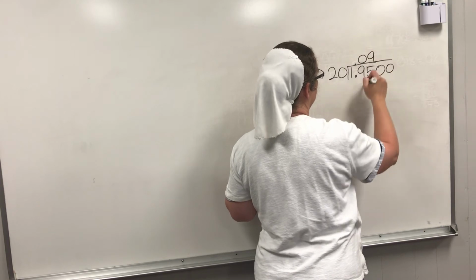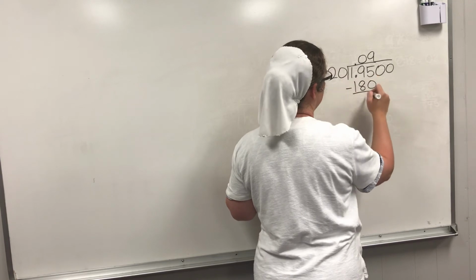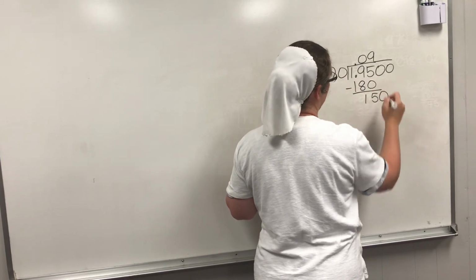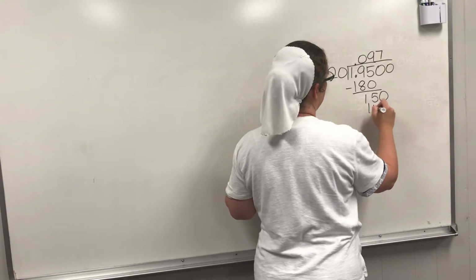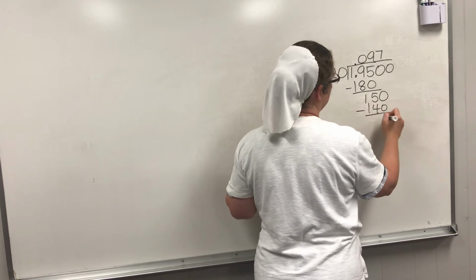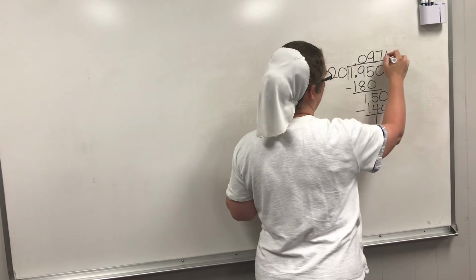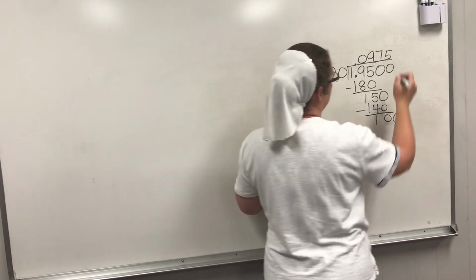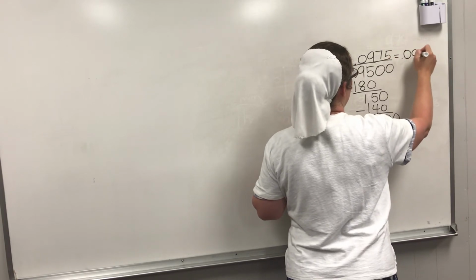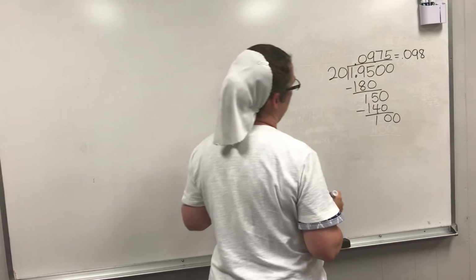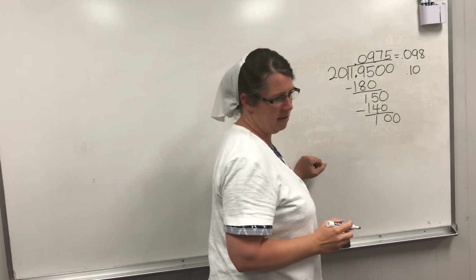She says 9. All right, let's try that. Subtract. 9 take away 8 is 1. Drop your 0. 20 goes into 150 7 times. Again, subtract. Drop your 0 down. 20 goes into 100 5 times. We need to round to the nearest thousandth, so it would be 0.098. Or when we round to the nearest cent, it would be 10 cents.